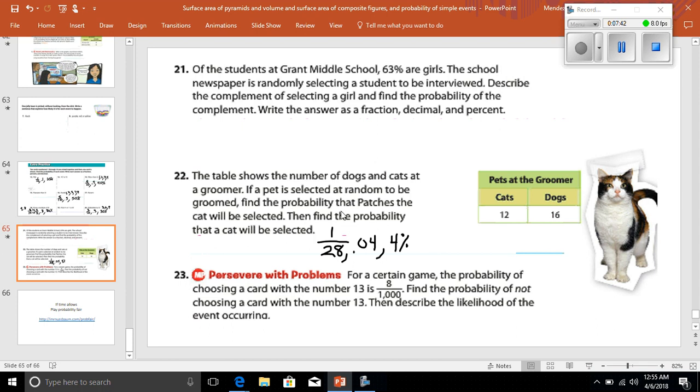All right, the next part says, then find the probability that a cat will be selected. A cat. Okay, well, there's 12 cats, so that's 12 out of 28. And I think we can reduce that. 12 divided by 2, well, that's going to be 6. And then 28 divided by 2, well, that's going to be 24.